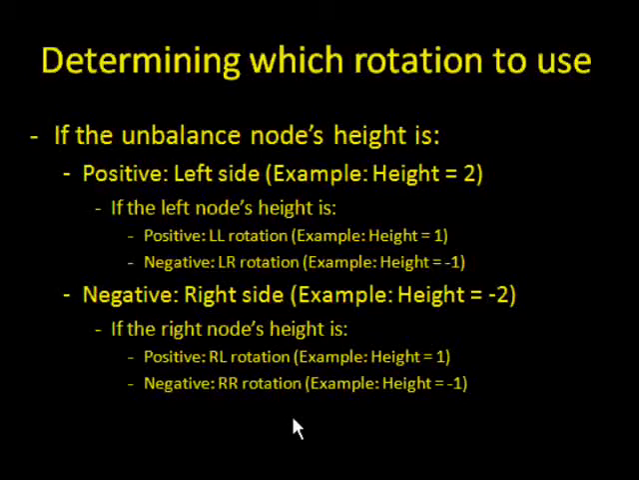Now you might wonder exactly which rotation you have to use at which given time. If the unbalanced node's balance is positive, that is, the left side is larger, then you should use a left rotation or a left-right rotation. Otherwise, if it's negative, then you would use a right-left rotation or a right rotation. These are some hints of how you might be able to code it.